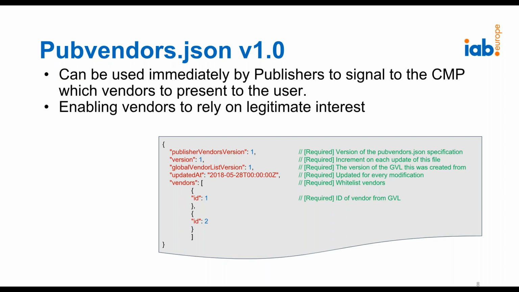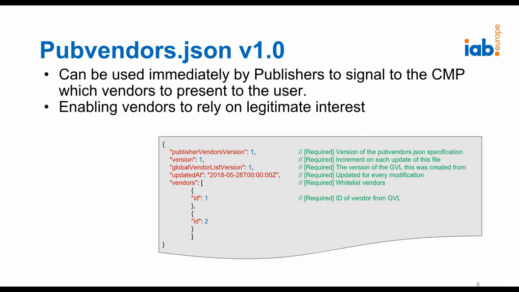There's the example here on the screen that basically gives you some metadata in the header and then the list of the vendors, and the IDs correspond to the IDs in the global vendor list. So this is a whitelist that basically enables, I want to have these vendors with these IDs that I work with, and that's what the user should see instead of seeing the gazillion vendors that are in the global vendor list. And it enables the vendors to rely on legitimate interest as well. So there is another purpose for this, so the vendors can actually use this as well.